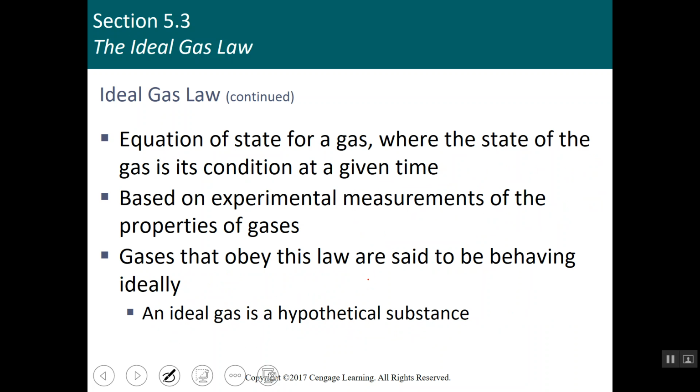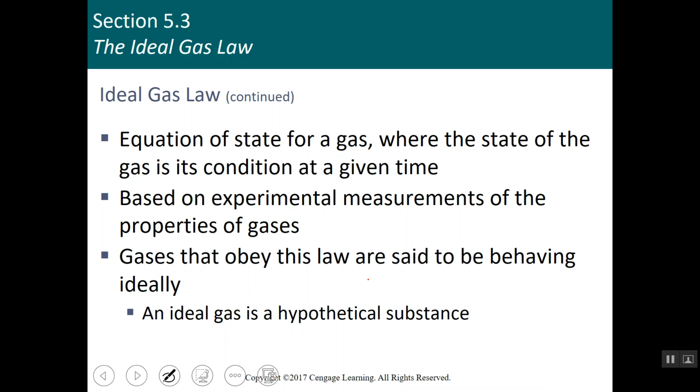The ideal gas law is the equation of state for a gas, meaning what its condition is at any given time. So the ideal gas law is not for a change in what happens to a gas, it's to figure out a variable when you have a certain set of conditions. So if you have two different volumes, you don't use the ideal gas law. Two different pressures, you don't use the ideal gas law. You'll use something called the combined gas law.